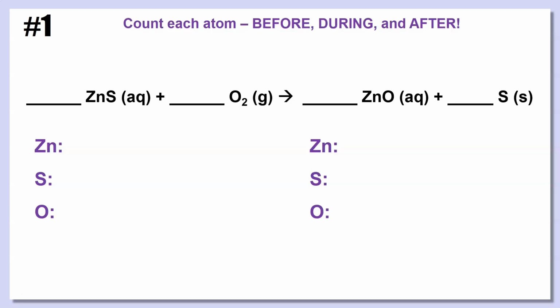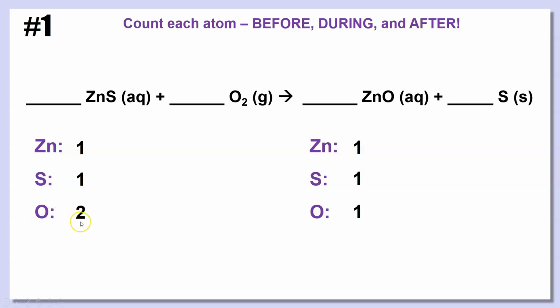Now we're going to count how many we have of each on each side of the arrow before we try to do anything. You need to know where you're starting before you try to change anything. So I can see here I have 1 zinc, 1 sulfur, and over here I have 2 oxygen atoms. On this side I have 1 zinc, 1 sulfur, and only 1 oxygen atom. Looking at these numbers, the first 2 look fine, but we do need to fix the number of oxygens.